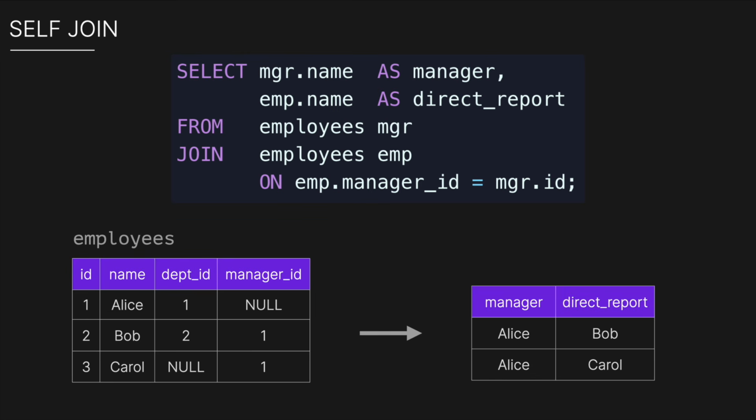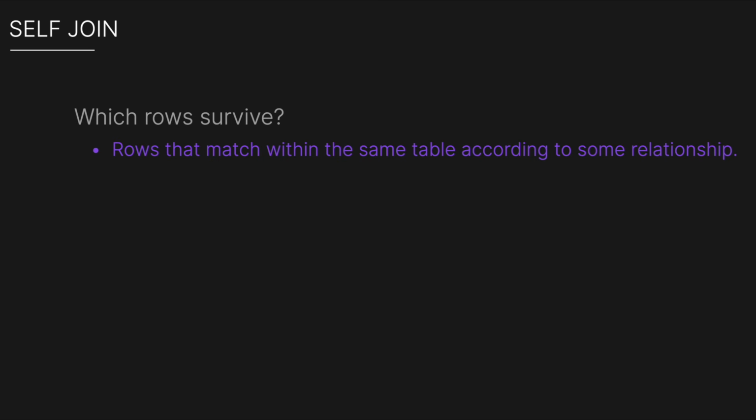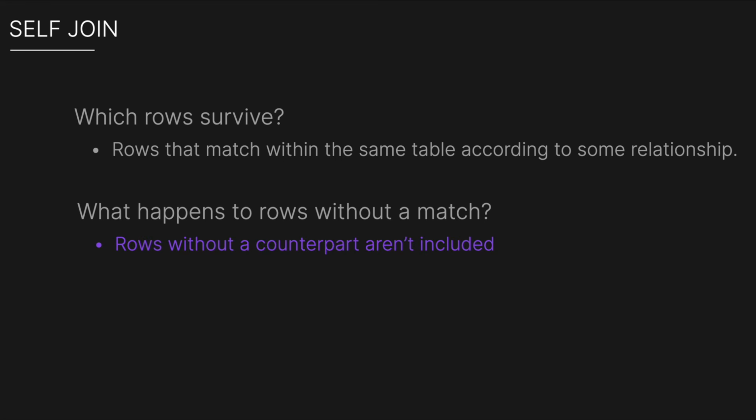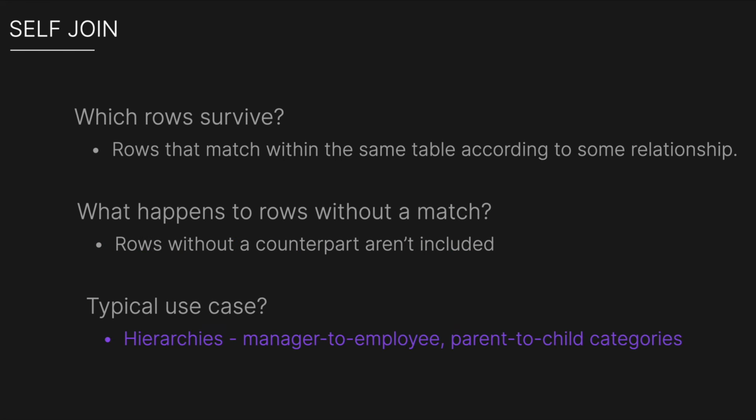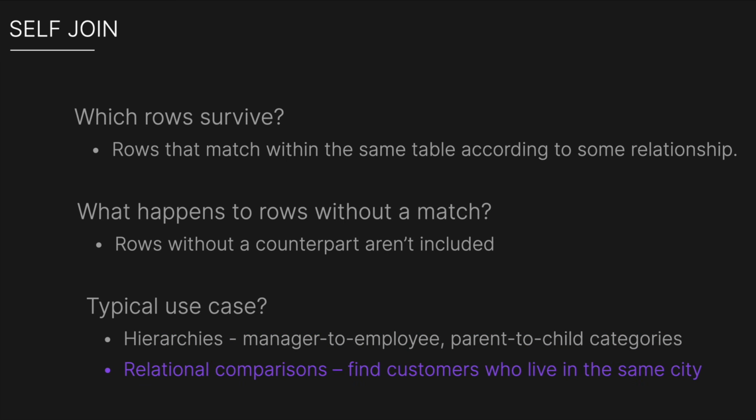And so essentially here we are creating a table of managers and their direct reports. And as you can see, both Bob and Carol report to Alice. And so which rows survive? Well, rows that match within the same table according to some relationship. Rows without a match, well, they are simply not included. And then typical use cases include hierarchy, so manager to employee or parent to child categories, as well as relational comparisons, so finding customers who live in the same city.